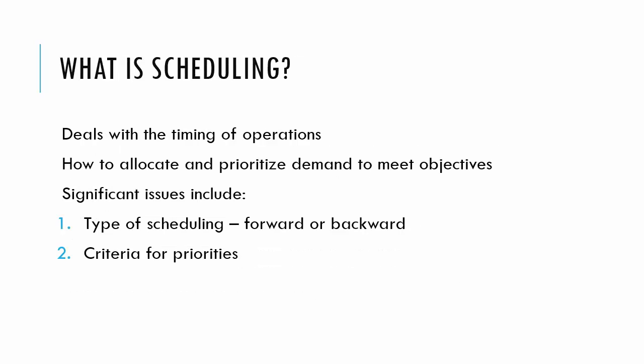So what exactly is scheduling? It deals with the timing of operations. Basically, how do we allocate and prioritize the demand from the customers in order to meet our objectives? And our objectives can be one of many different things or multiple things, and we'll get to that in a minute. Significant issues when we talk about short-term scheduling include these two big things. One is the type of scheduling: do we do forward or backward? The other is the criteria for the priorities, which is basically how do we allocate demand. So let's look at each one of those.